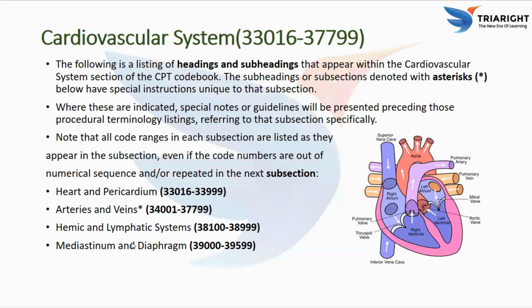And next is mediastinum and diaphragm. This covers the mediastinum, which is a space between the lungs and diaphragm. Examples of this section are mediastinal mass removal and diaphragmatic repair. These procedures are anatomically close to the heart, which is why they are grouped here.